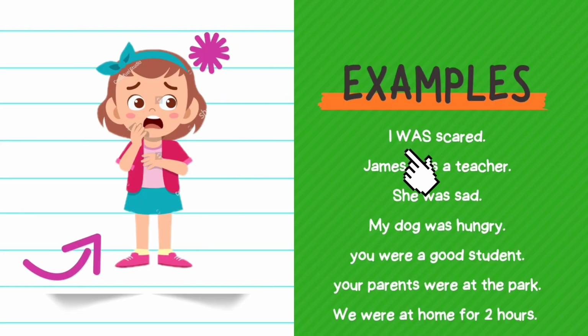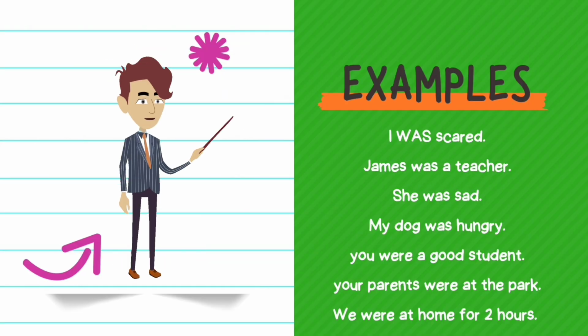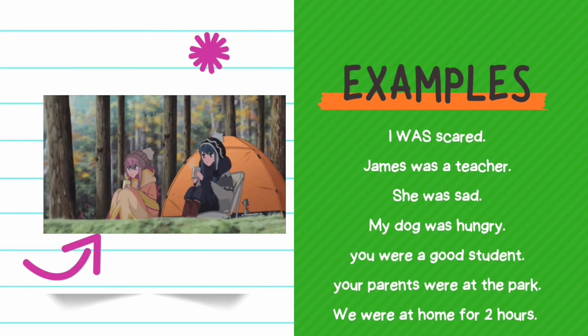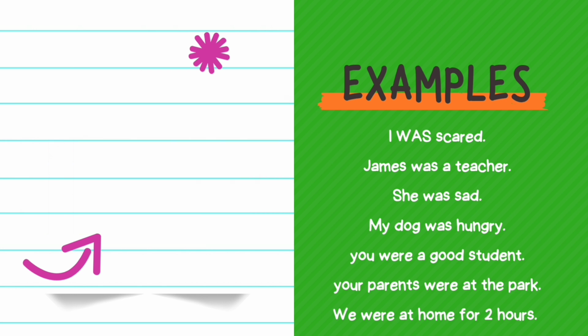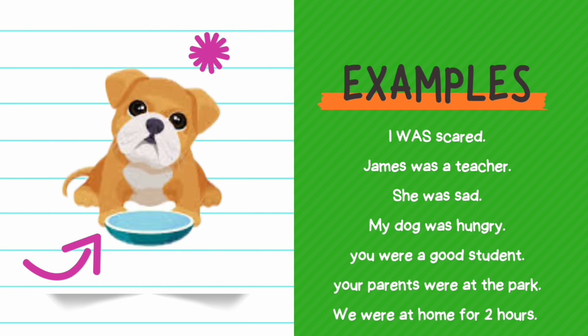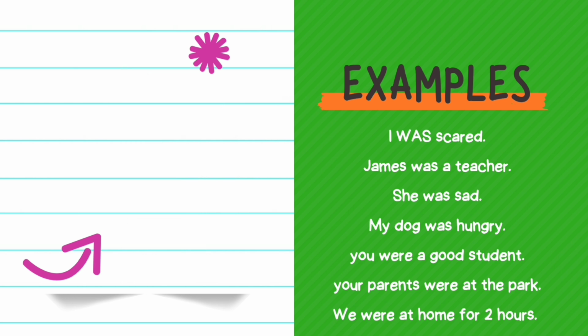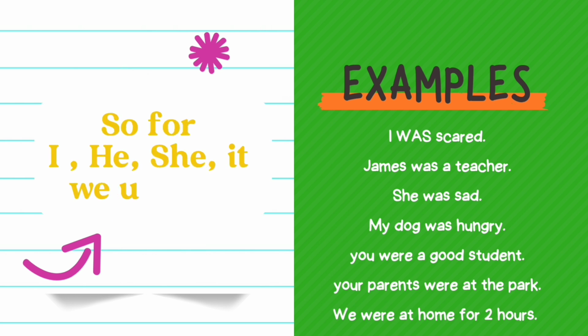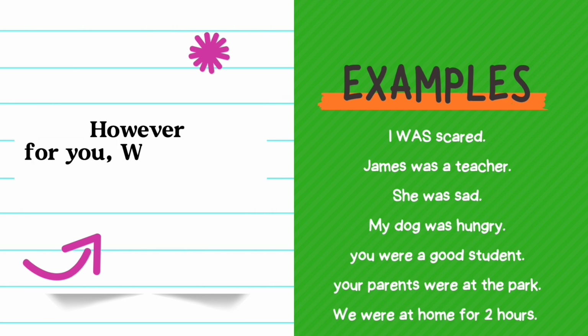I was scared. James, or he, was a teacher. She was sad. My dog was hungry. My dog can be it. So, for I, he, she, it, we use the past tense be verb was. However, for you, we, and they, we use were.